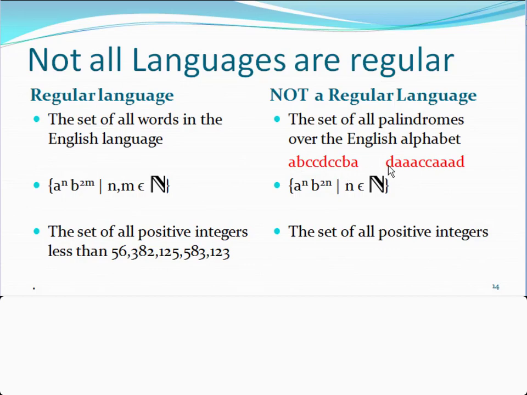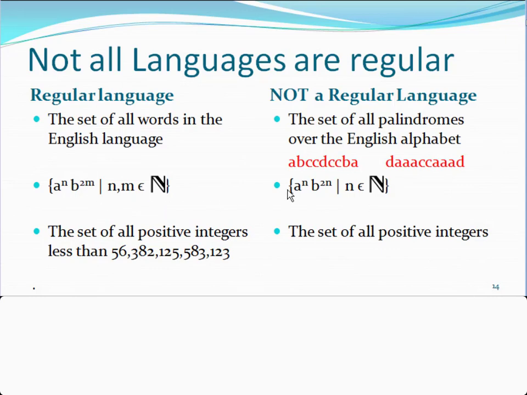And here I have another one. So I have a D and then 3 A's and a C, or a C, 3 A's and D, right? Forwards and backwards, they're the same. So it's weird. Every single word in the English language that's a legal word in English, right? That's a word that you would find in a dictionary, regular. The set of all palindromes over the English alphabet, so now they might not be in the dictionary, but they're just forwards and backwards, whatever you want, not regular.